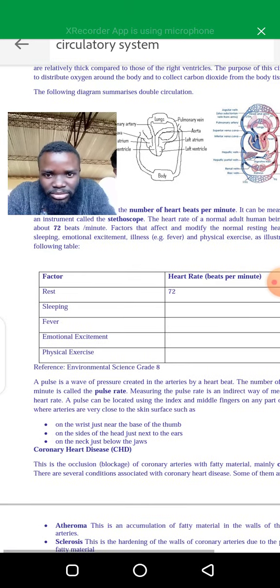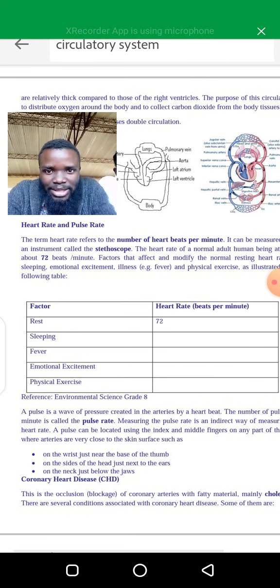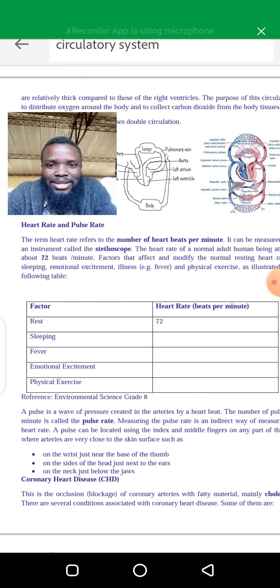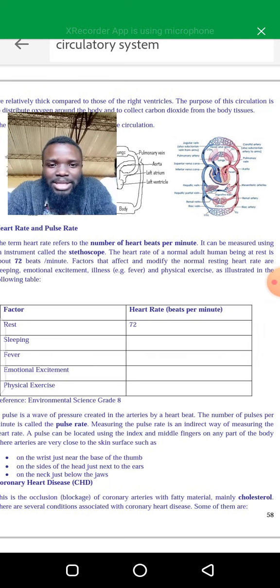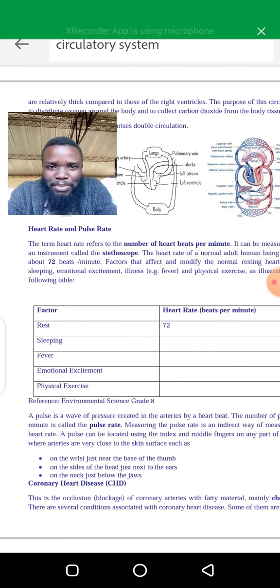Okay, so now let's look at the heart rate and the pulse rate. Okay, so the heart rate. What is the heart rate? The term heart rate refers to the number of heartbeats per minute. So the number of heartbeats per minute.